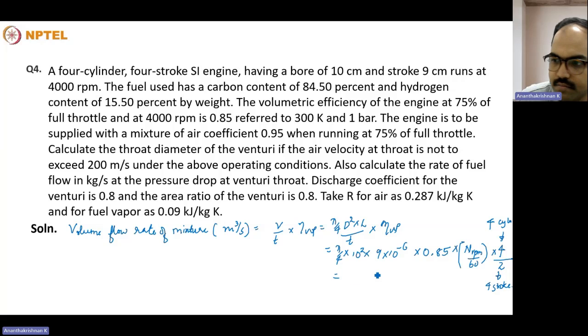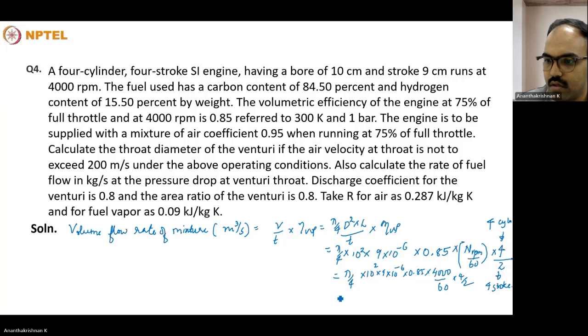So, just substituting the values, 4000 divided by 60 into 4/2, this is equal to 0.08 meter cube per second. So we got the volume flow rate of the mixture.